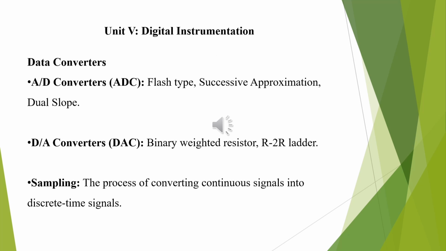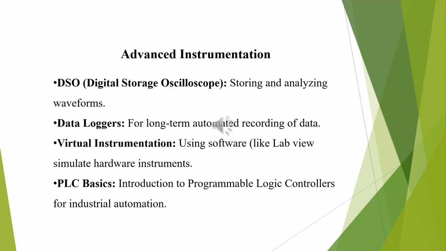The fifth unit, digital instrumentation. The data converters are analog to digital converter and digital to analog converter. Then study about the sampling. Sampling means the process of converting continuous signals into discrete time signals. In advanced instrumentation, the advanced instruments are DSO, digital storage oscilloscope, and data logger, virtual instrumentation, then PLC basics.